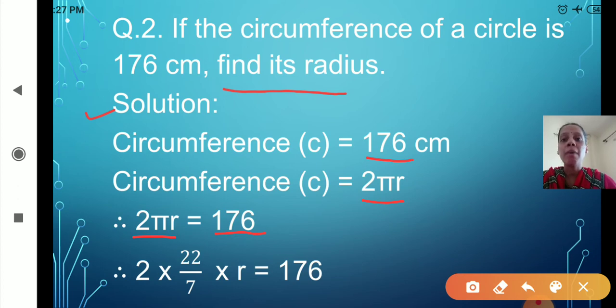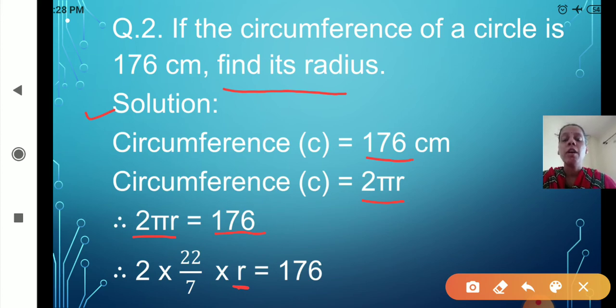2 multiplied by pi is 22 upon 7. Everywhere you will take the value for pi, that is 22 upon 7. If it is mentioned in the question, take the value pi is equal to 3.14, then only you will take the value 3.14. Now as you can see here in the question, it is not mentioned the value of pi. So you will take the value 22 upon 7. Now 2 multiplied by 22 upon 7 multiply by r we will write down as it is, because radius is not given, that we have to find out. So multiply by r is equal to 176. Okay, I hope you are clear till here.